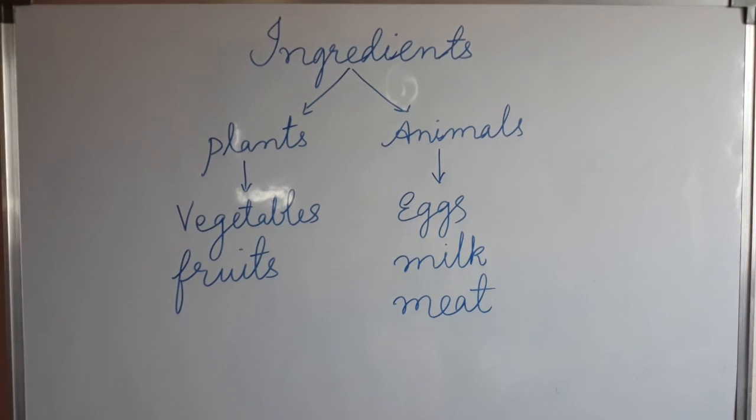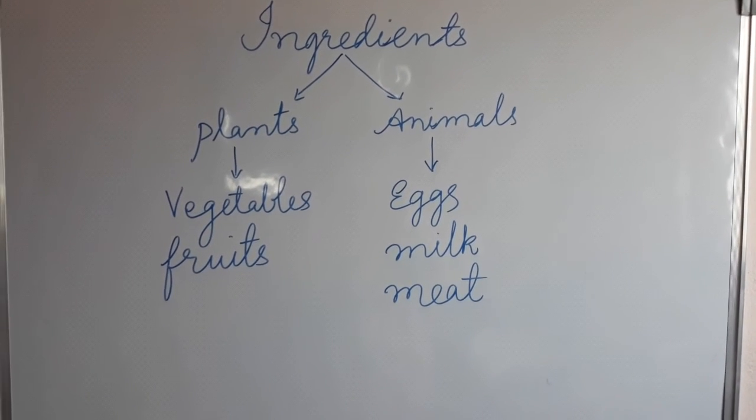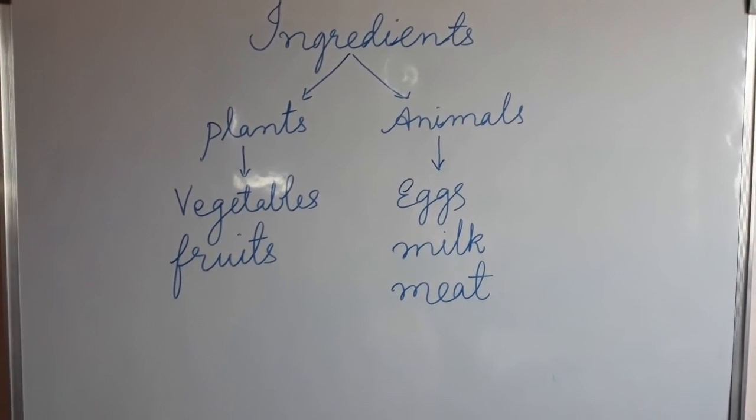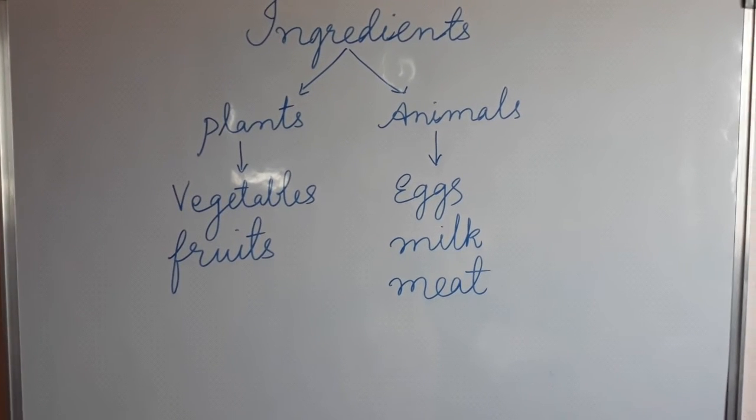Okay. So, we get these ingredients from two sources. One is the plant source and the other one is animal source. For preparing any food dish, we want ingredients, and these ingredients we are getting from either plants or from animals. Now let us see what are the different ingredients that we are getting from the plants and what are the ingredients that we are getting from the animals.